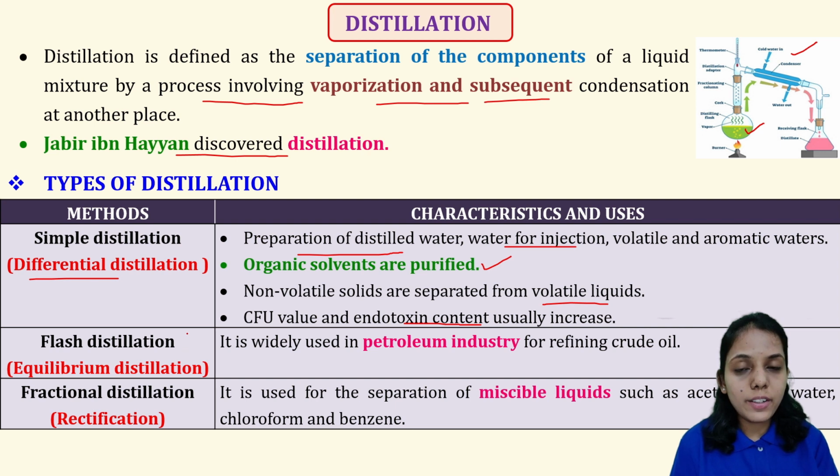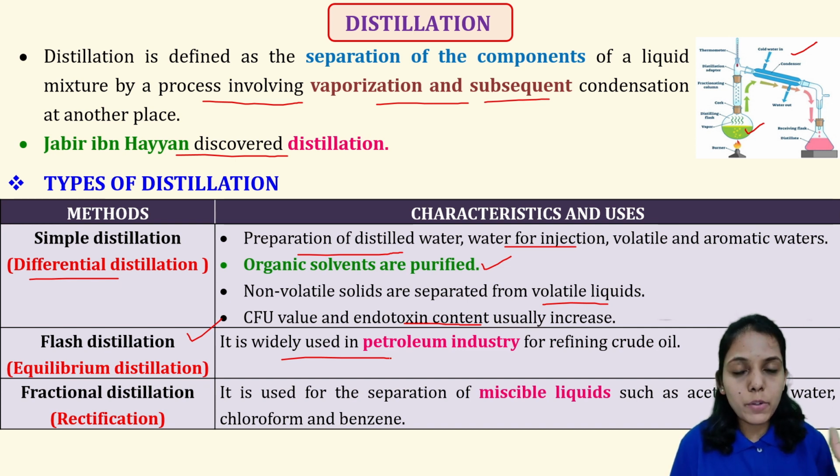Then next is flash distillation, another type, also called equilibrium distillation. It is widely used in the petroleum industry for refining crude oil. If crude oil contains any volatile impurities, those can also be removed or extracted using flash distillation. Next is fractional distillation, which is also known as rectification.